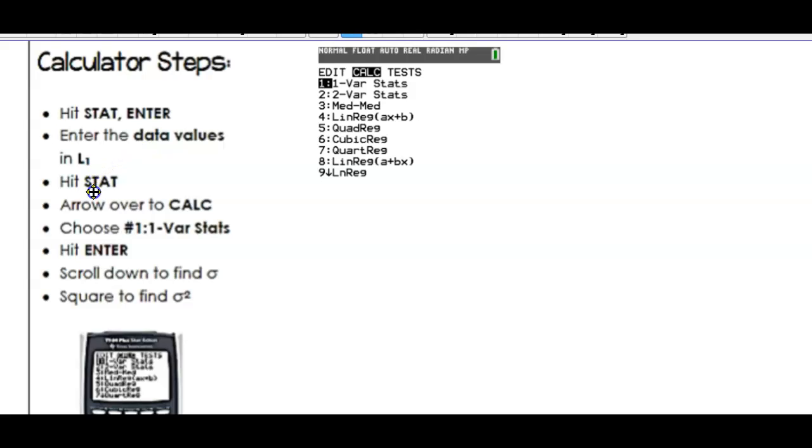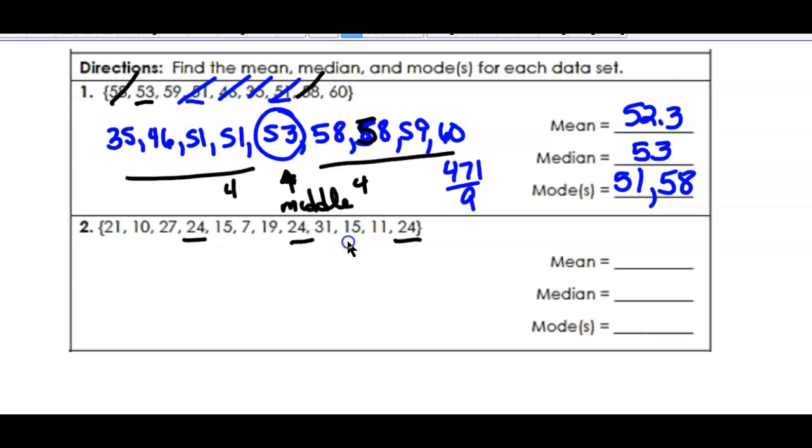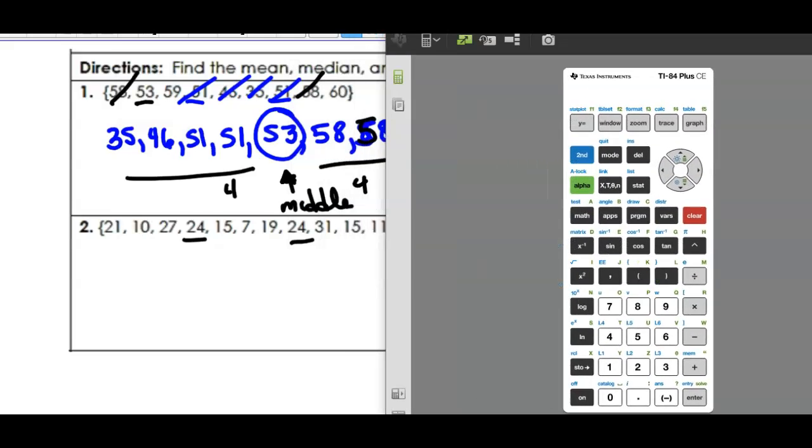After you put the points in, we're going to go stat, right arrow over to calculate, and we're going to choose the top one here, which is one variable stats, and we're going to scroll down there. All right, and we're going to talk about what all those things mean in just a second, but I'm going to start by doing this list of data points real quick.